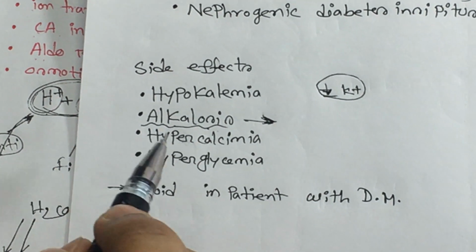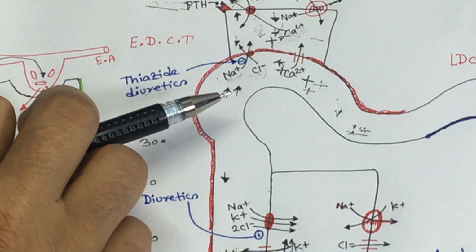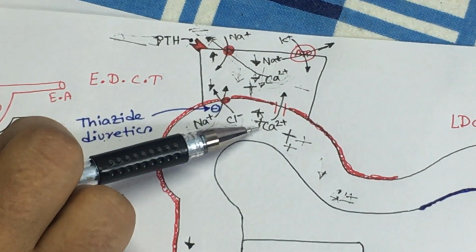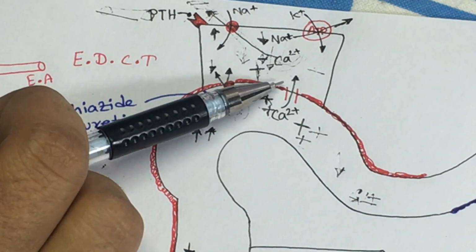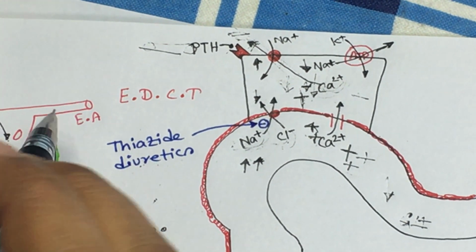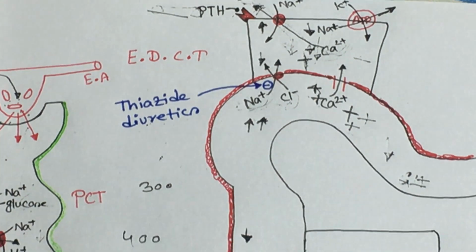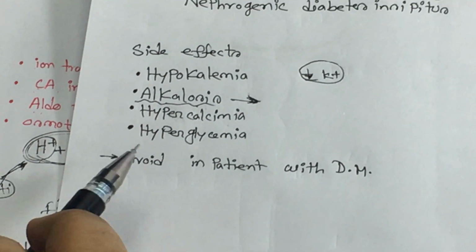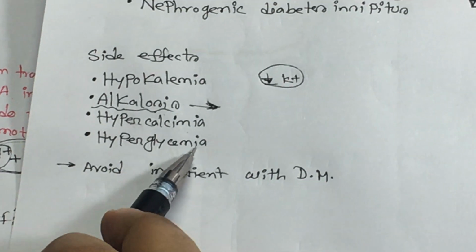A side effect of this thiazide is hypercalcemia, because we have already shown you that it will increase the calcium reabsorption. So eventually this calcium will go into our blood circulation, which will increase our blood calcium level. And another side effect is hyperglycemia.